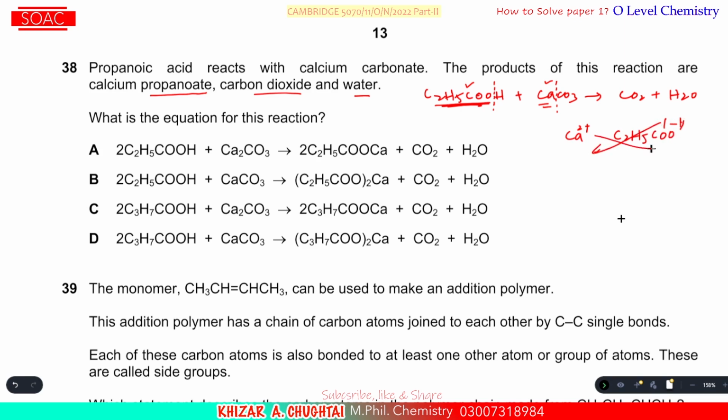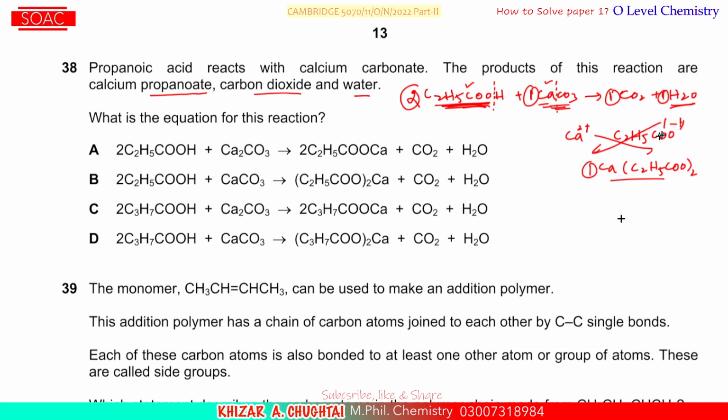So 1 over here, 2 over here, the salt will be Ca(C2H5CO2)2. So to balance this chemical equation, we will have to put 2 over here. 2 mole of this acid, 1 mole of calcium carbonate, 1 mole of CO2 will be formed, 1 mole of H2O, and 1 mole of salt. Yes, it's correct. 2, 1, 1, 1, 1.